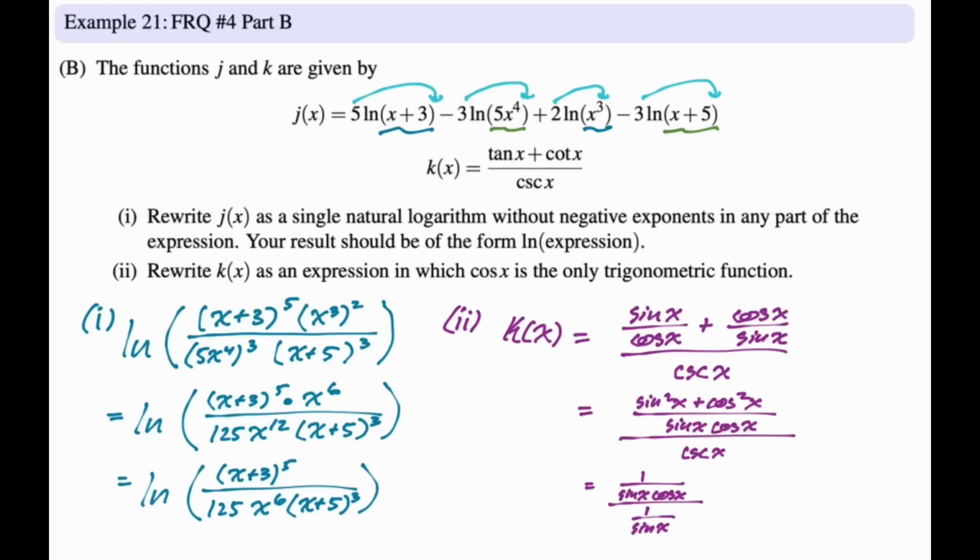I'm going to do my keep change flip. That's how I learned it when you have complex fractions. So the sine goes to the numerator, so sine over sine cosine, cancel the sines. We get 1 over cosine again. I think that's what we got last time. So we just found out that two weird things are equal to 1 over cosine. But it's in terms of cosine, so that's good.